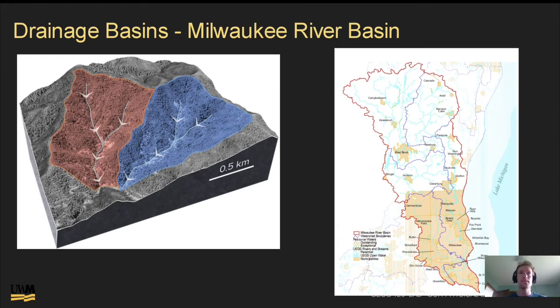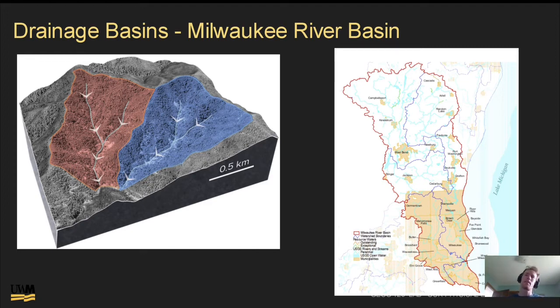Now, there are also drainage basins that you need to understand here. In Milwaukee, we're pretty unique in that all of the water that may naturally fall from rainfall in the Milwaukee River Basin, which is from Cudahy all the way up into Ozaukee County, all flows together to eventually make up the Milwaukee River, which then flows into Lake Michigan.